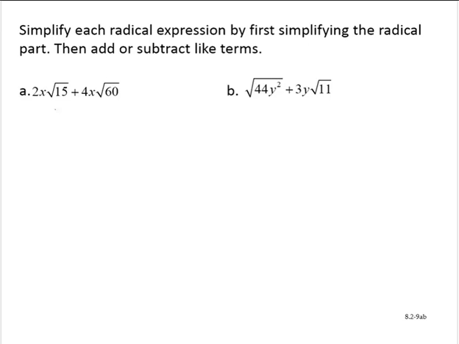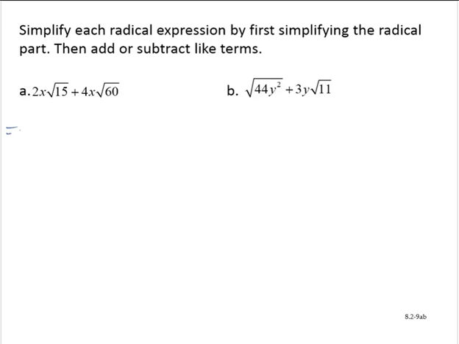Simplify each radical expression by first simplifying the radical part, then add or subtract like terms. In exercise A, I have 2x times the square root of 15 plus 4x times the square root of 60. Alright, so I can't do anything with that square root of 15, but 60 is 4 times 15.